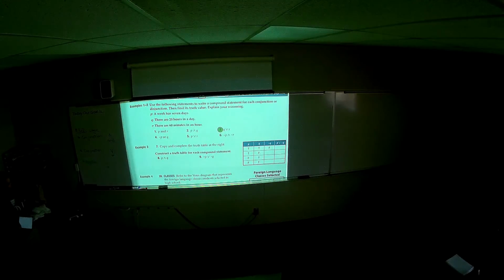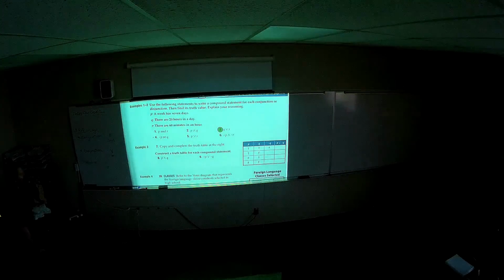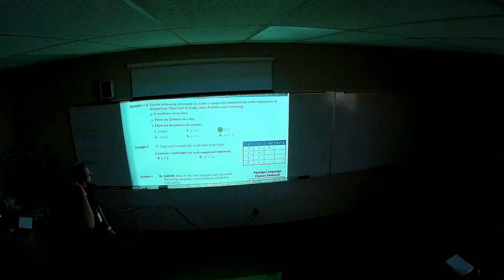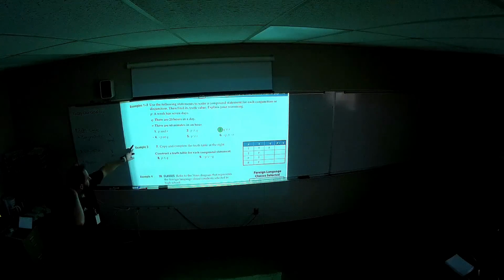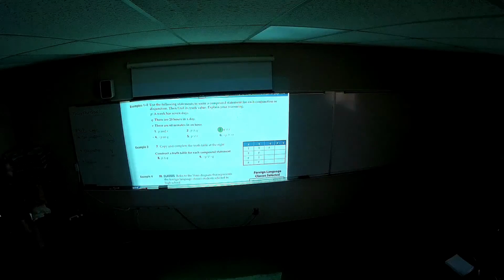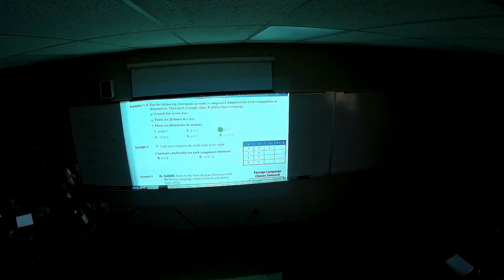Alright, so this is your problems, correct? Show the right page. Alright. So what you have to do real quick is use the following conjunctions. We have 1 through 6 here. You're using these. Alright, so use the following statements to write if it's conjunction or disjunction.